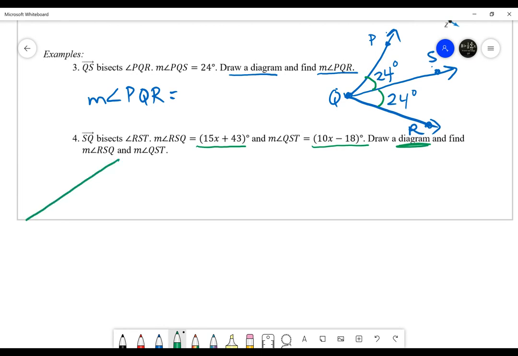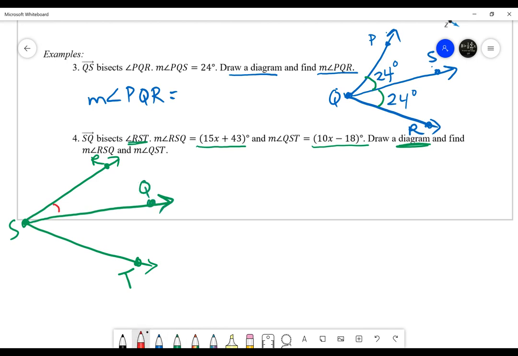So I'll put my other picture over here. Doesn't matter how big it is. What matters is that R is on one side, T is on another side, and S must be your vertex. It also says that SQ, well, that's not a very good drawing. Let's make that better. SQ is bisecting it. So we know that these two angles are the same.